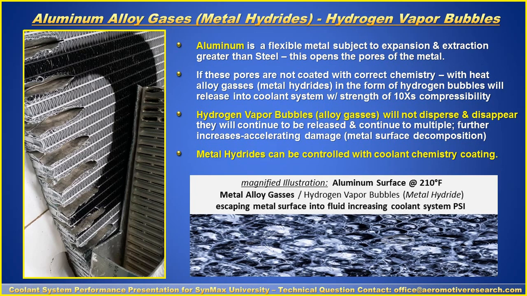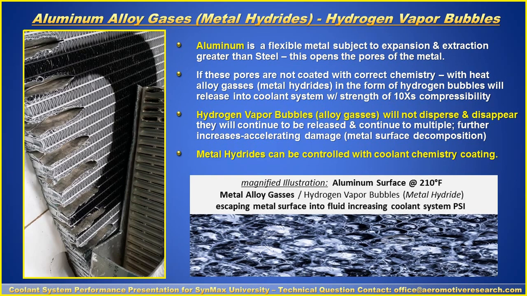Now, aluminum is a flexible metal subject to expansion and contraction greater than steel. This opens the pores of the metal. If these pores are not coated with a proper chemistry, then under heat the alloy gases or metal hydrates in the form of hydrogen bubbles will release into the coolant system with a strength of 10 times compressibility. You don't want that.